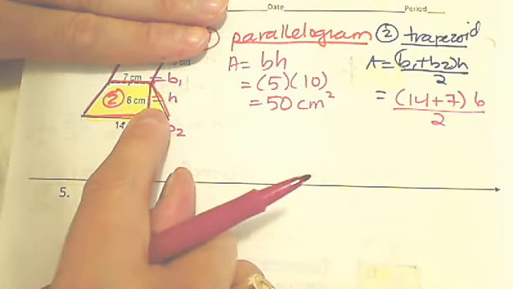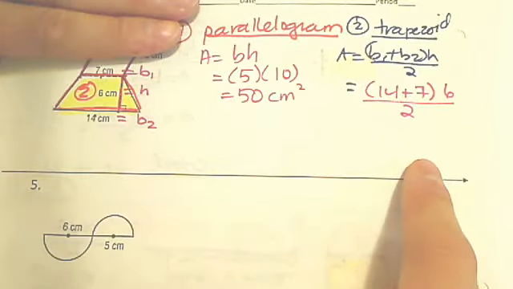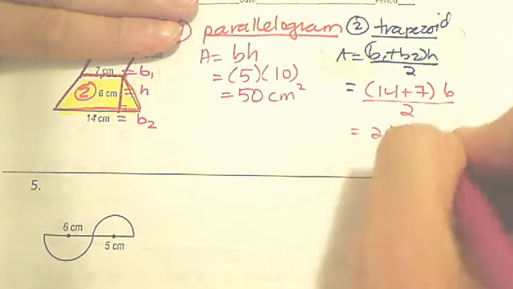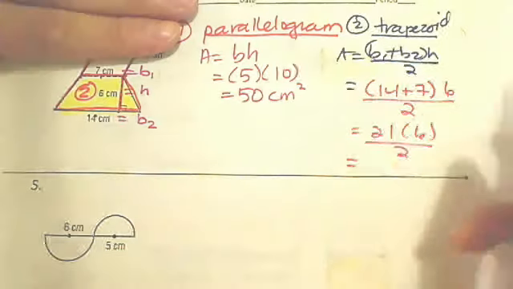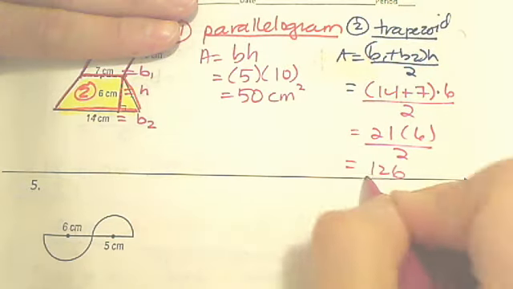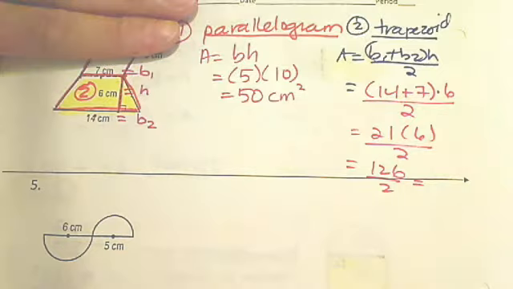6 is the height. You're adding those together. 14 plus 7 is 21. 21 times 6. Yes, I'm multiplying. Oh, my bad. So 20 times 6 is 120. Add 6, it's 126. Half of that, wait, let me do it.